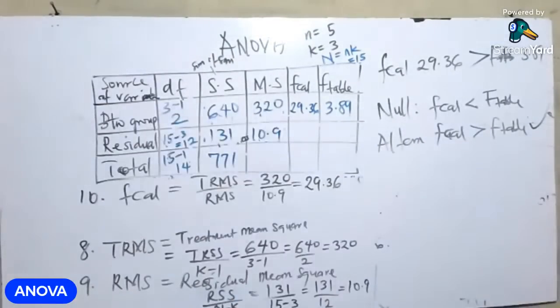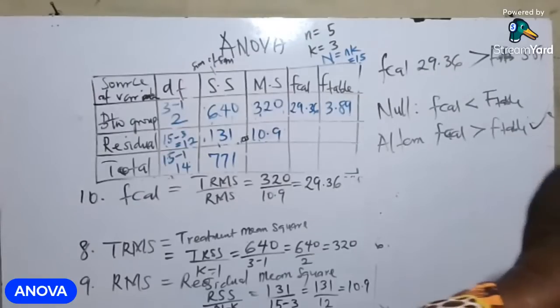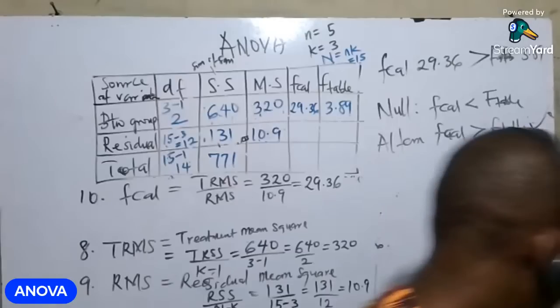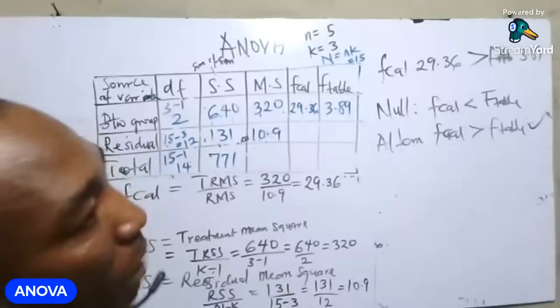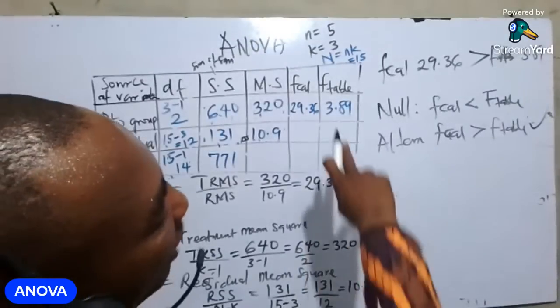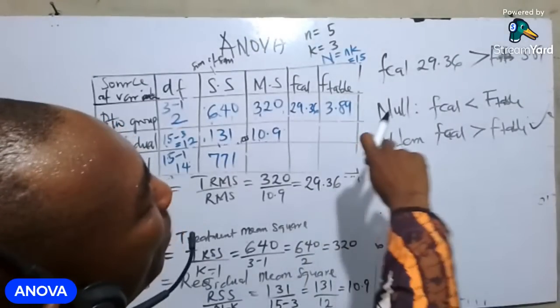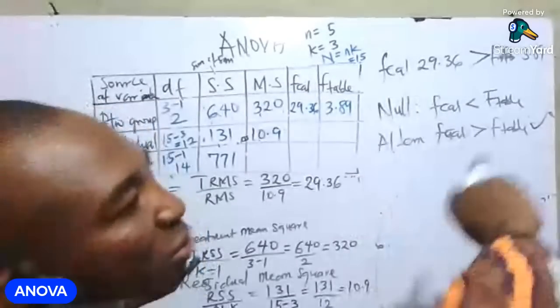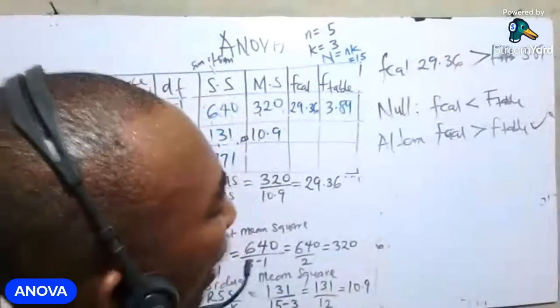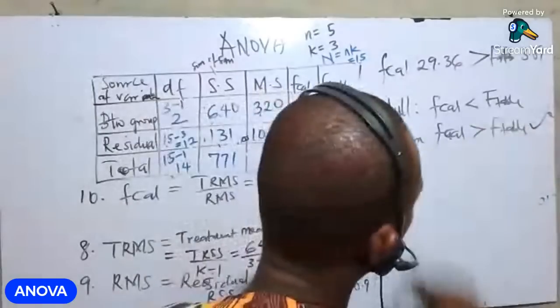You still remember the hypothesis? The hypothesis is that the group means are not equal. When you remember, the null hypothesis is that the group means are equal, and the alternative hypothesis is that the group means are not equal. So you are going to take the alternative hypothesis.